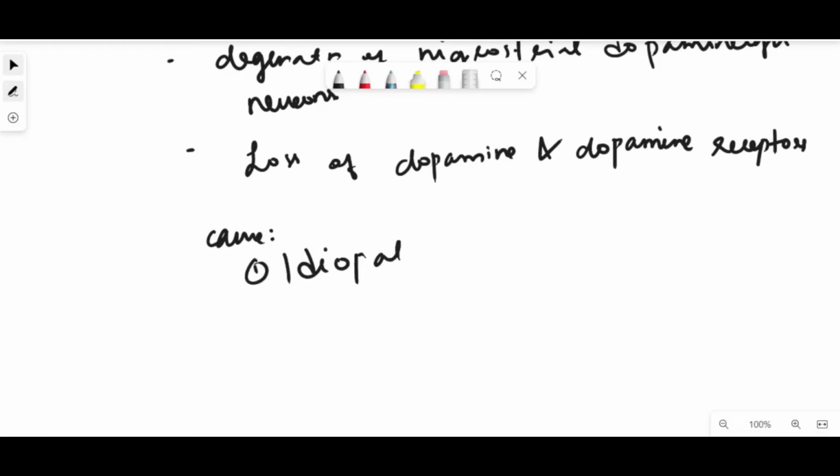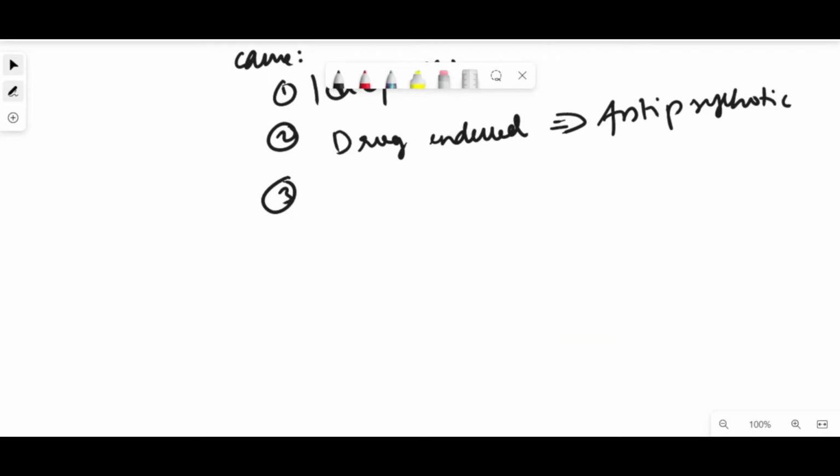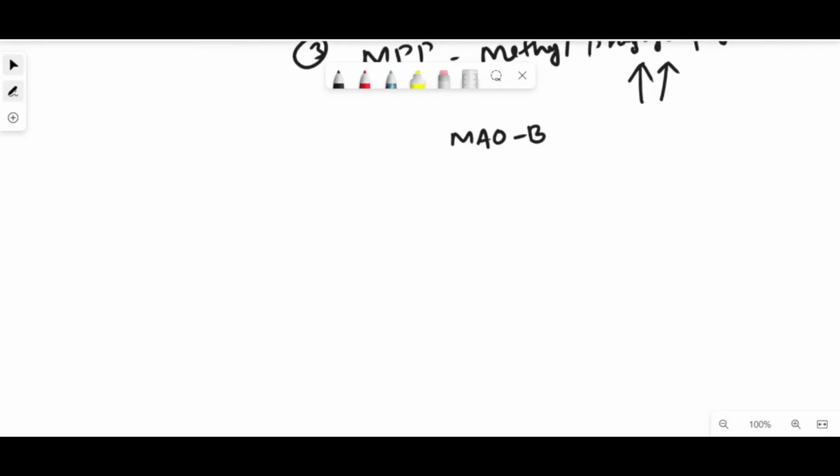Now, what are the causes of Parkinsonism? Parkinsonism can be either idiopathic, that is, the cause is not known, or drug induced, that is, certain drugs like antipsychotics or metoclopramide can precipitate Parkinsonism. And sometimes in Parkinsonism, there is increased methyl phenyl pyridinium, that is MPP, due to the action of an enzyme called monoamine oxidase B, MAO-B. So these three are the usual causes of Parkinsonism.